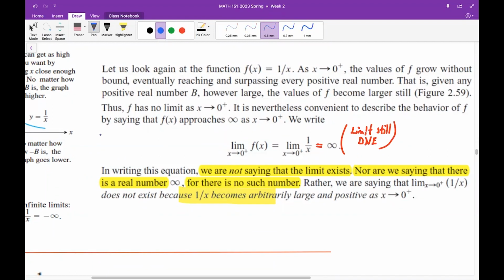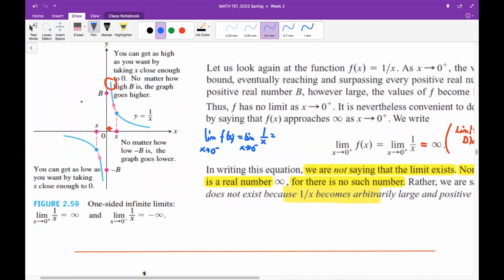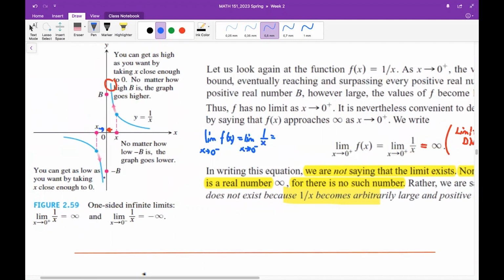Also, from the other side, look at x going to 0 from the left, 1 over x. This time, look at the graph. From the left, you can make the values as small as you want as you get closer to 0. You can get arbitrarily large negative numbers. So this kind of behavior is described by putting minus infinity as this limit, okay? So this is plus infinity, this is minus infinity. Your values diverge to minus infinity here, and here they diverge to plus infinity.